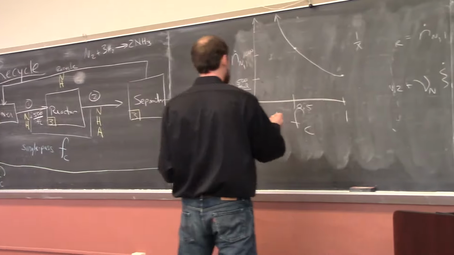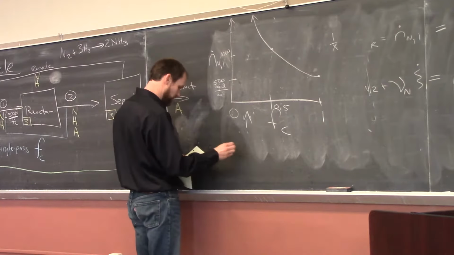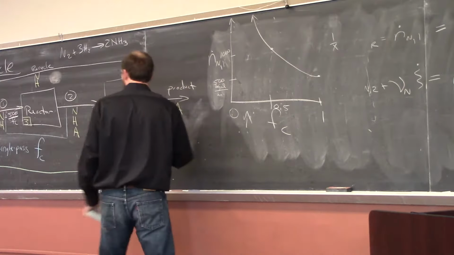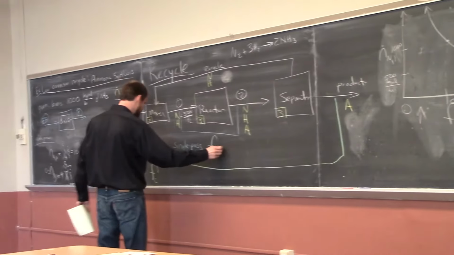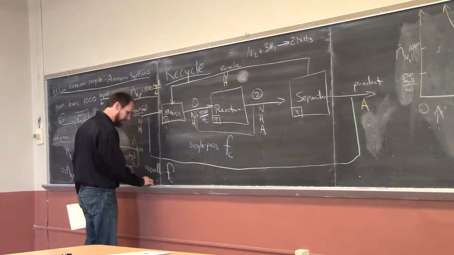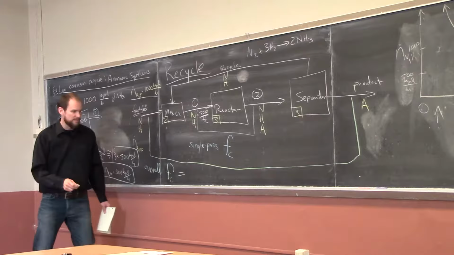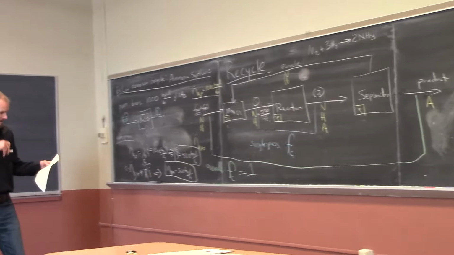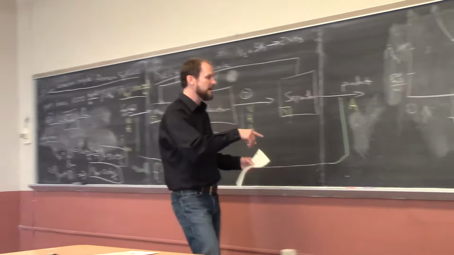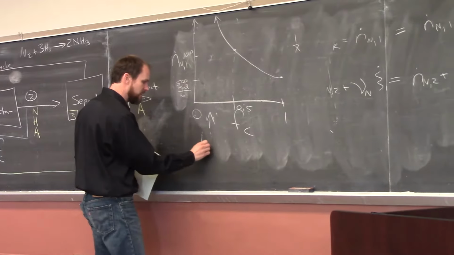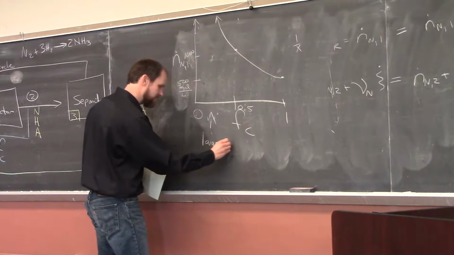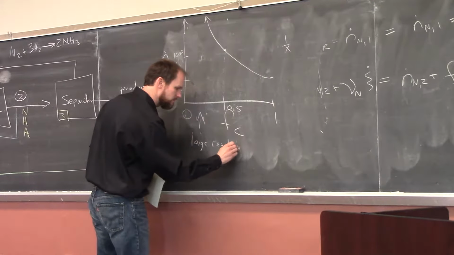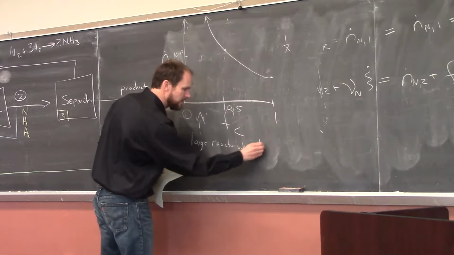Okay, so in this range, we started with single pass FC, and we have overall FC. What's the overall FC? 100%. Everything, the overall is 100%. But as the single pass goes down, we need a large reactor volume and flow rate.